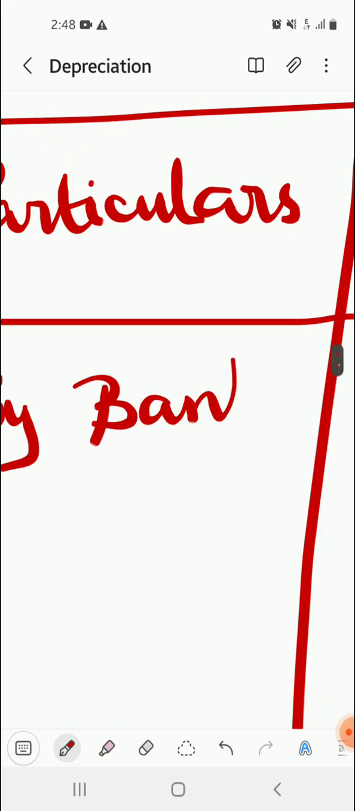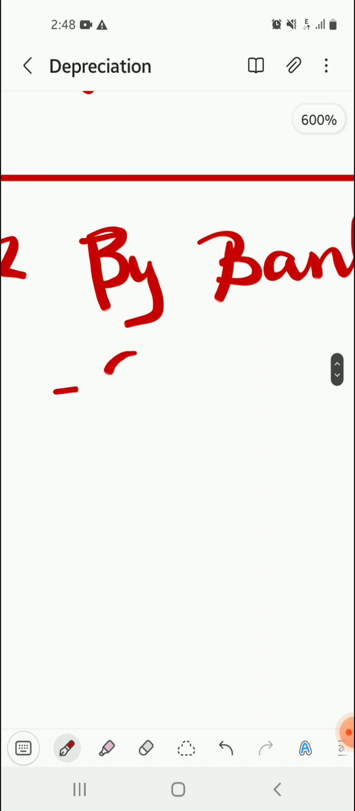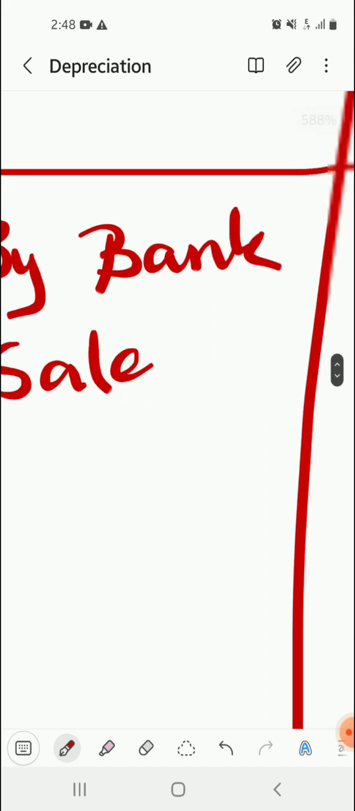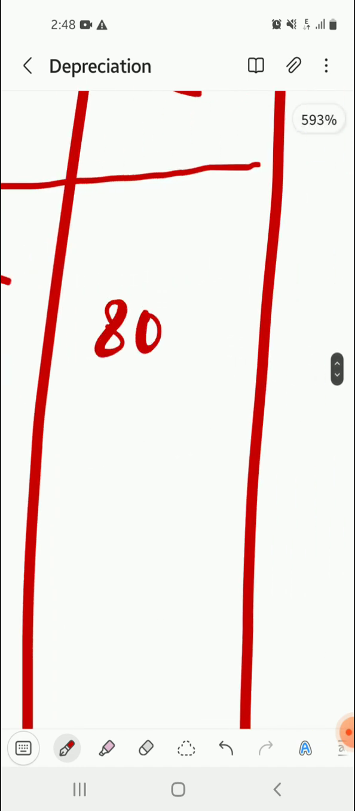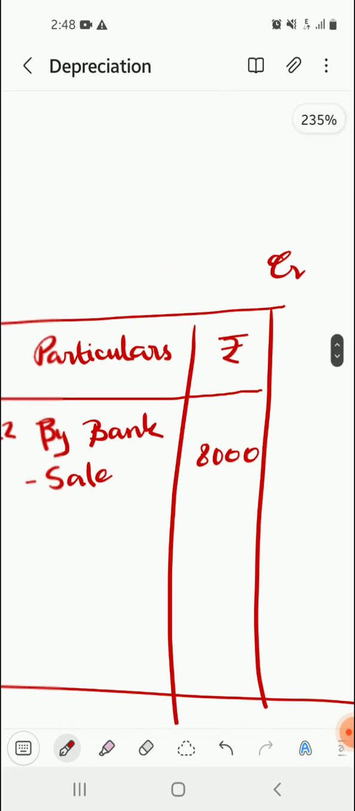Because whenever an asset is sold or purchased, we do not write purchase or sale account. We instead write only bank account because it's an asset. So by bank, this is actually the sale, and by selling it, we have got 8,000 as stated in the question. And there has been a loss.